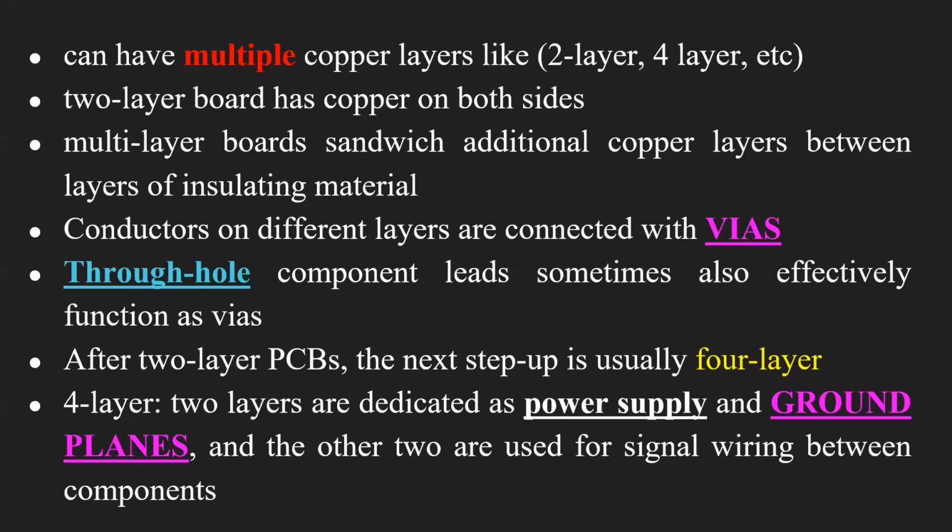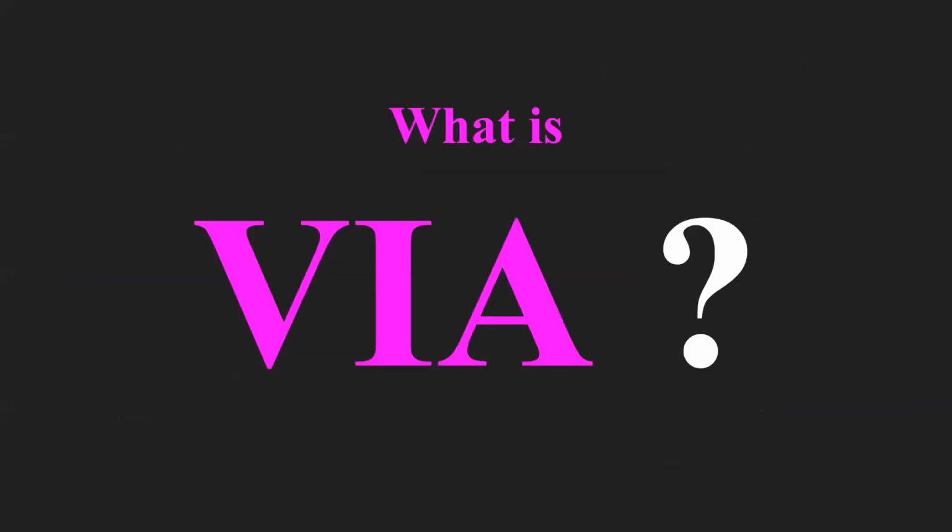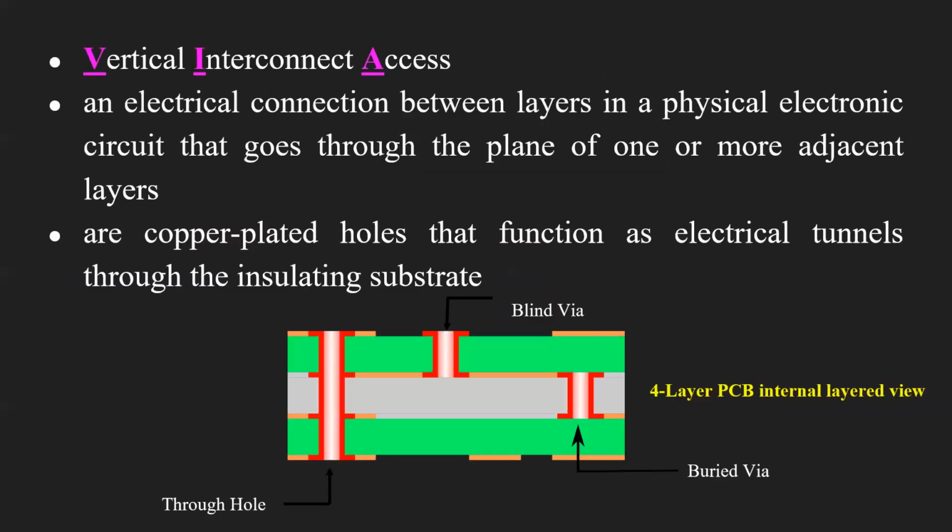So I used this word via. Conductors on different layers are connected with vias. So now let's see what is via. The full form of via is vertical interconnect access, or you can also say vertical interconnection access. It is an electrical connection between layers in a physical electronic circuit that goes through the plane of one or more adjacent layers. As shown in the figure below, you can see that this is the through hole, this is the blind via, and this is the buried via. This whole diagram is the four-layered PCB. It is the internal layered view of the PCB.